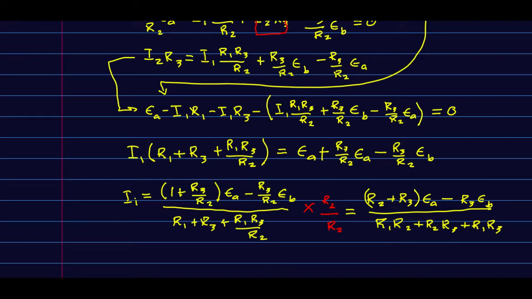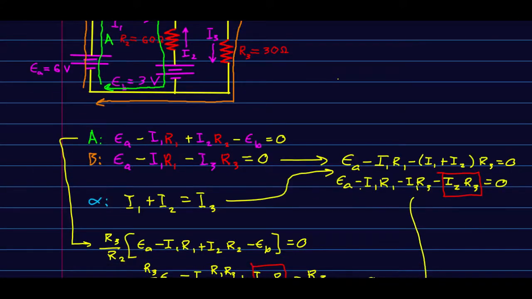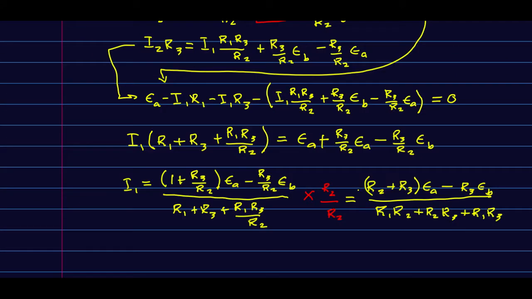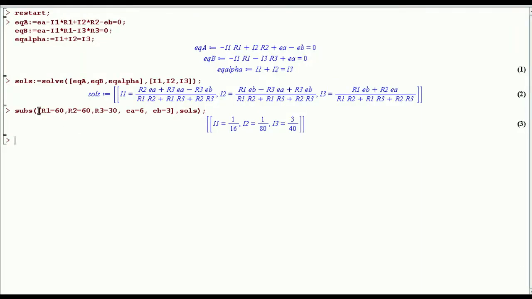So there's my final answer for I1, and I can plug in the numbers. But before I do so, I'm just going to show you that I did not need to do all of that work because, of course, I could have just plugged into Maple like so, and this has given the same answer for I1 in a very small amount of time, and here I have I2 and I3 as well. So here I have plugged in the values for the resistances and the EMFs of the batteries, and Maple has given me the values of those currents.